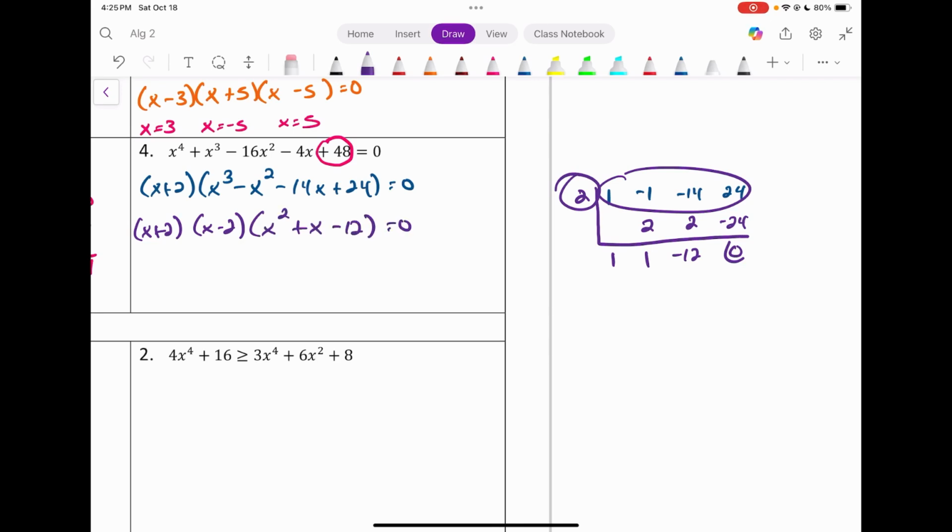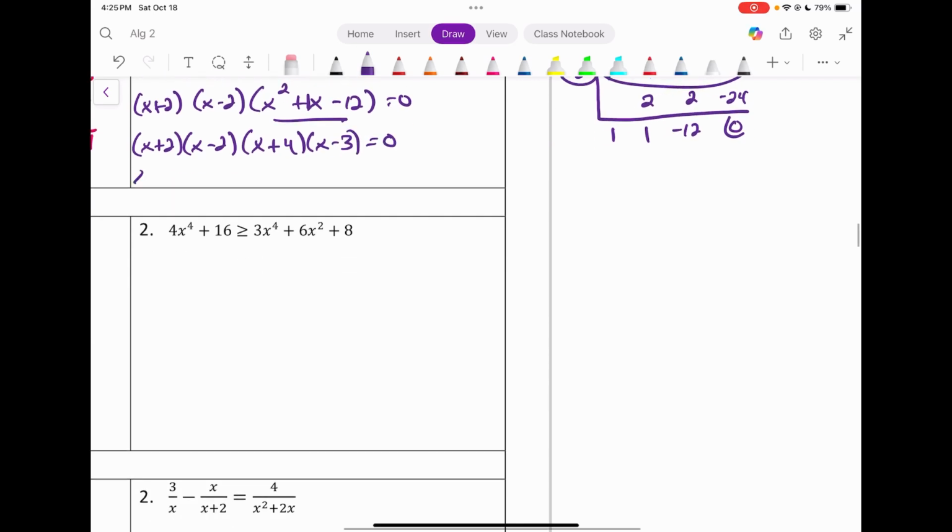And now I can just factor this using old methods. So x plus 2, x minus 2, what adds to give you 1 and multiplies to give you -12 would be an x plus 4 and an x minus 3. So therefore we have four answers. Our first one, when you set that equal to 0, you get -2, +2, -4, and +3, and there's your four answers.